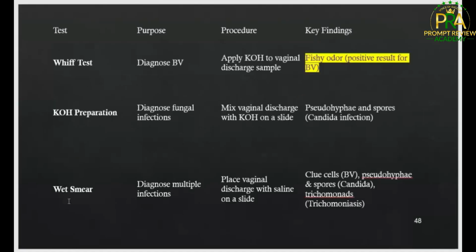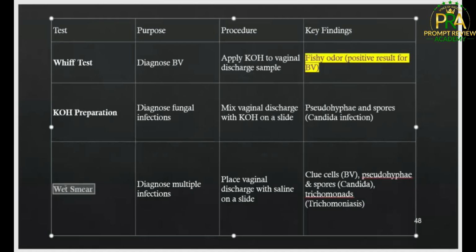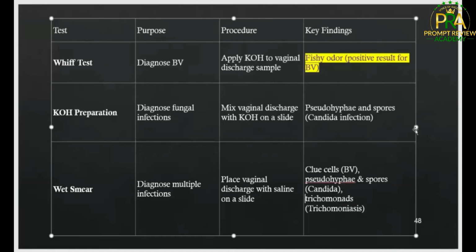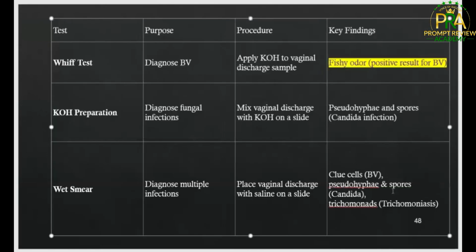Then we have another one, wet smear. So wet smear can help you to diagnose multiple infections. What they do is they place the vaginal discharge with a normal saline on a slide. If it's bacterial vaginosis, you are going to see those clue cells. What are the clue cells? They're going to have large bacteria and few white blood cells. Or they can also have pseudohyphae and spores if it's Candida, or they use it for Trichomonas.